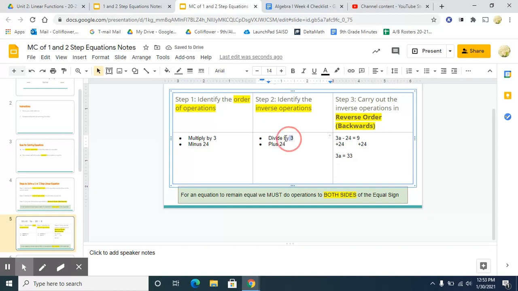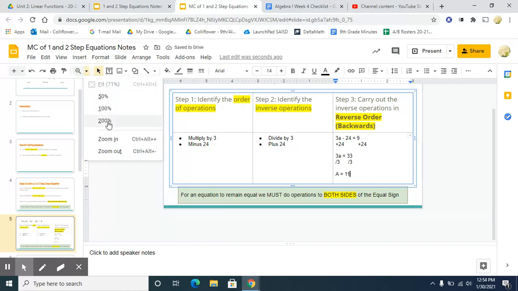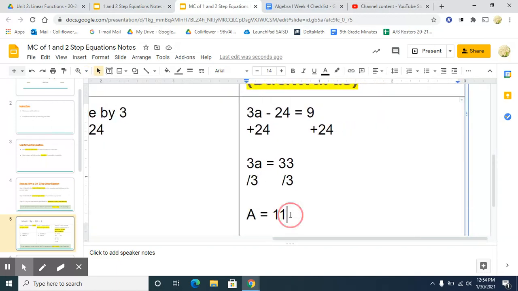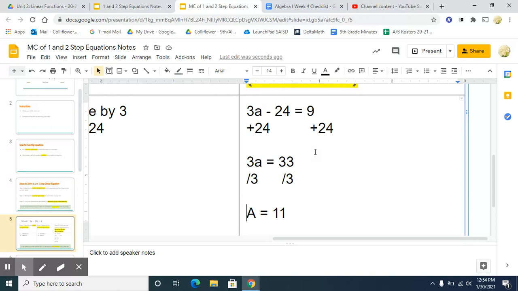Now I'm going to divide by 3 on both sides. I'm going to use a backslash to show division. So divide by 3 and divide by 3. Well, 3 divided by 3 is just 1. So on the left side, all we have left is an a. We have 1a. On the right side, we have 33 divided by 3. And 33 divided by 3 is 11. And so let me zoom in real quick. Now we know that the value of a is equal to 11. And I'll give you a moment to write down these steps here.